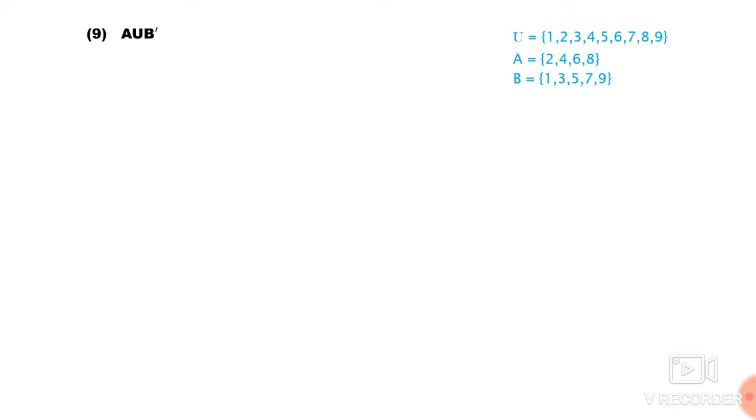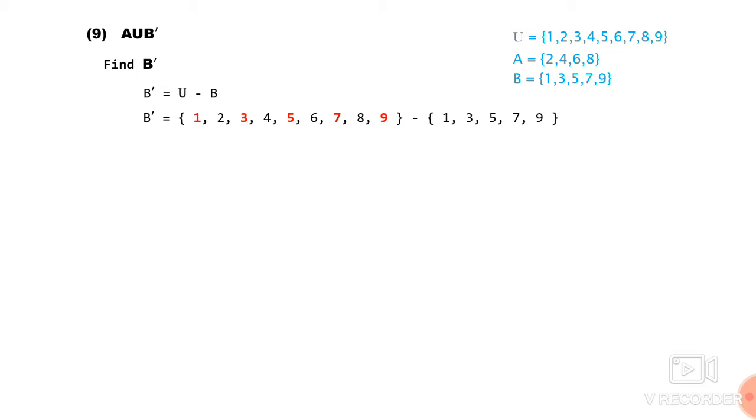So when finding A union B complement, we will find B complement first. B complement is equal to universal set minus set B. Universal set is defined as 1, 2, 3, 4, 5, 6, 7, 8, 9 minus set B, which is defined as 1, 3, 5, 7 and 9. Just cancel out the common elements and write down the remaining elements of the universal set. This is the set B complement.